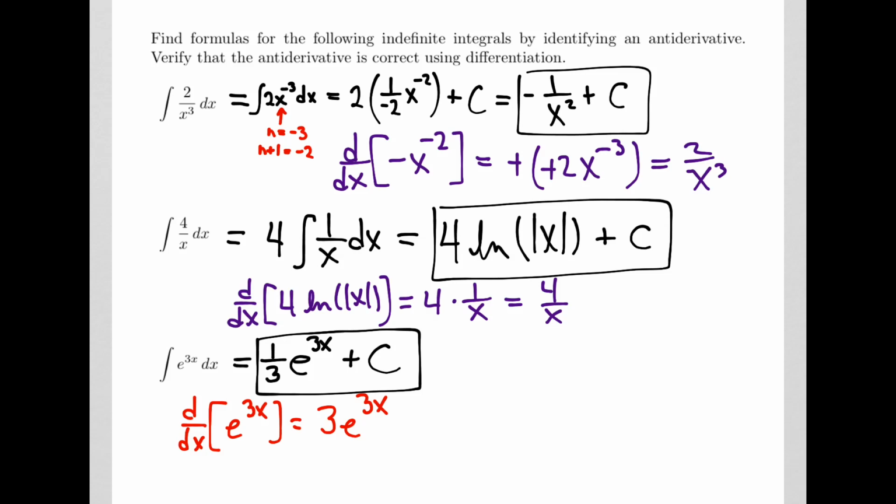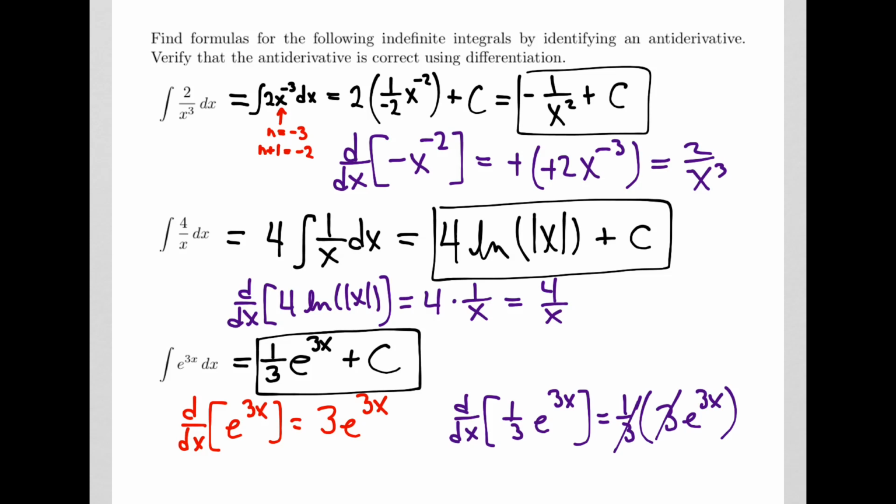And we could check that. Let's see if I took a derivative of 1/3 e to the 3x. Now the 1/3 is a constant, and then we already know the derivative of e to the 3x is 3 e to the 3x. The 3 and the 1/3 cancel, and I get e to the 3x, which is what we needed.